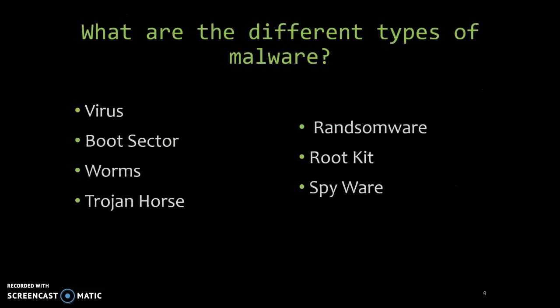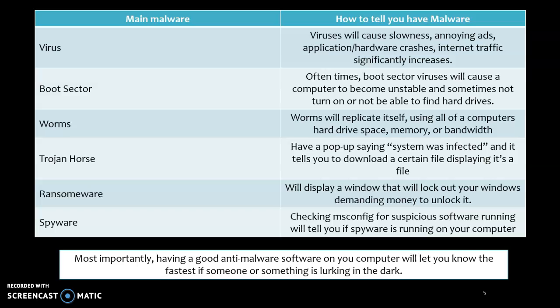What are the different types of malware? We have virus, boot sector, worms, Trojan horse, ransomware, rootkit, and spyware. Here's a chart of the main malware that happens and how to tell if you have it. So, for example, the virus. Viruses will cause slowness, annoying ads, application/hardware crashes, internet traffic significantly increases. And there's more of the list as it goes. And most importantly, having a good anti-malware software on your computer will let you know the fastest if someone or something is lurking in the dark.